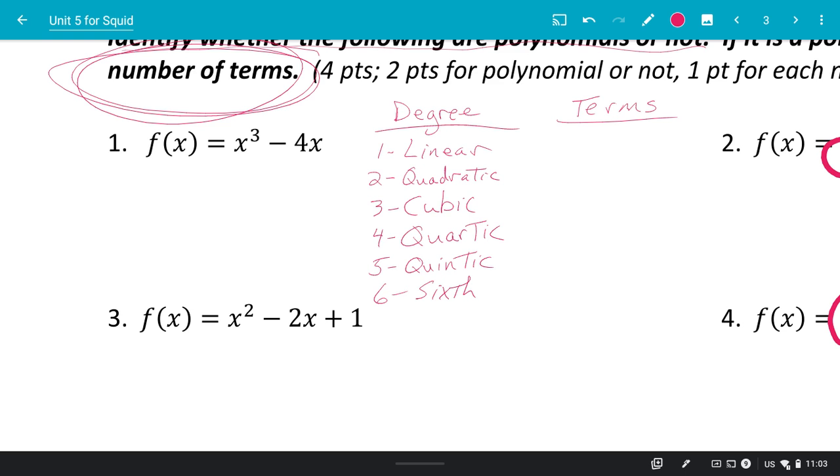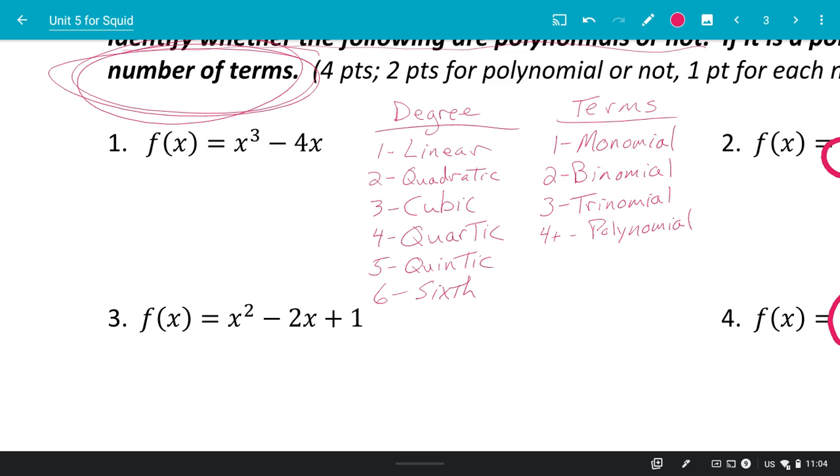So that tells us our first name. The second name is determined by how many terms it has. If it has one term, it's called a monomial. 2 terms is called a binomial. 3 terms is called a trinomial. And if it has 4 or more, it is a polynomial.